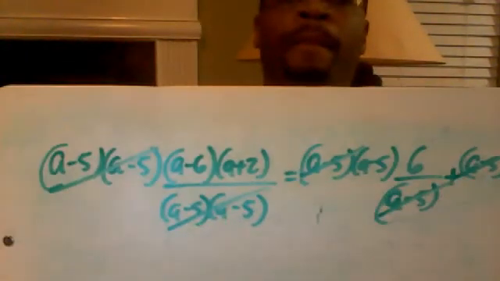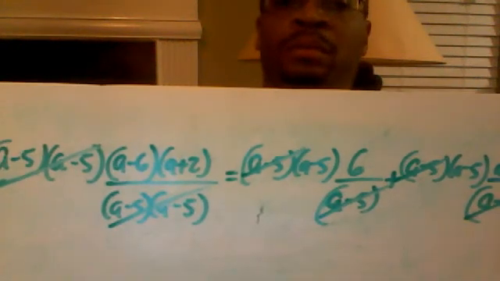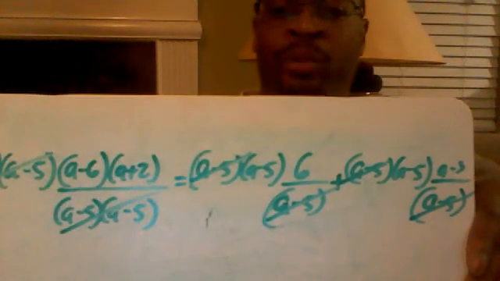So this should look exactly like what we just did. I'm going to bring down my (A minus 6)(A plus 2), bring down my A minus 5 and my 6, bring down my A minus 5 and my (A minus 3). So I got (A minus 6)(A plus 2) equals (A minus 5)(6) plus (A minus 5)(A minus 3).